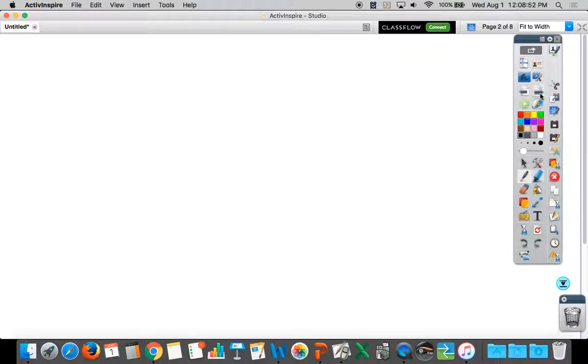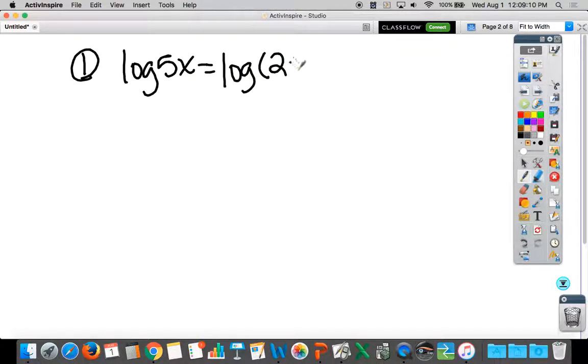Okay, so let's go over these that are on this review sheet. So we're going to do number 1 first. Log 5x equals log 2x plus 9. Now, I noticed that some of y'all got stumped right away, and that's okay.